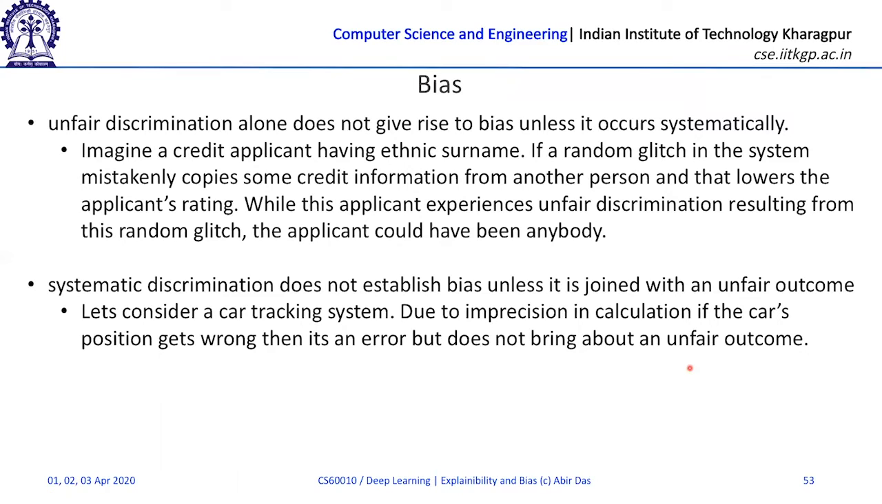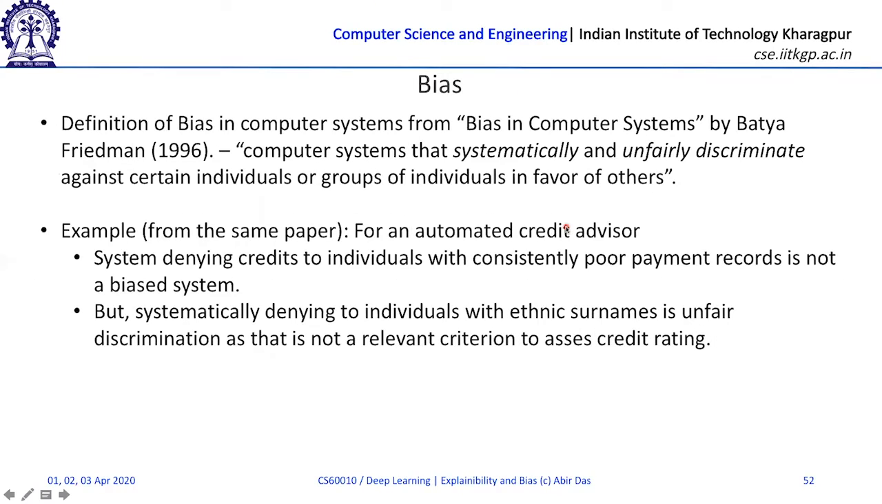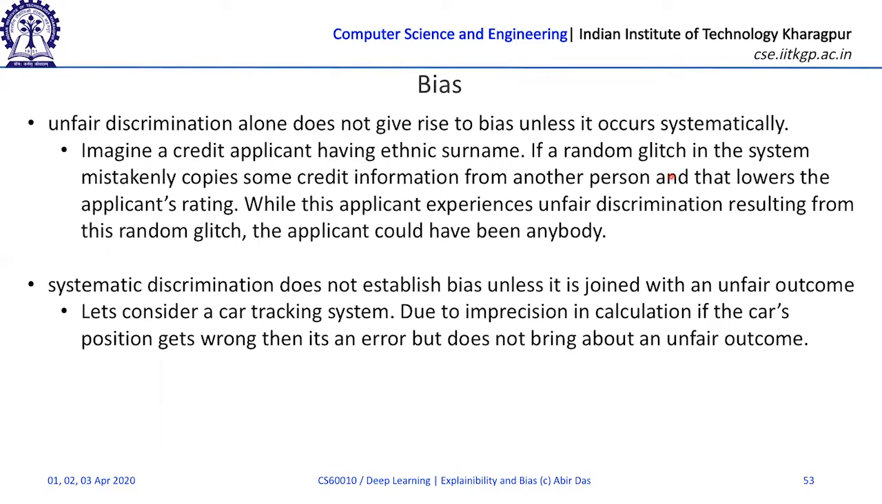So there are two important things, which are written in italics here: systematically and unfairly discriminate. One thing is that unfair discrimination alone does not give rise to bias unless it occurs systematically. Imagine again a credit applicant with an ethnic surname, but a random glitch in the system mistakenly copies some credit information from another person, and that lowers the applicant's rating for getting a loan. Then this applicant experiences unfair discrimination resulting from this random glitch. It's not occurring systematically; that applicant could have been anybody. So it's not an example of bias.